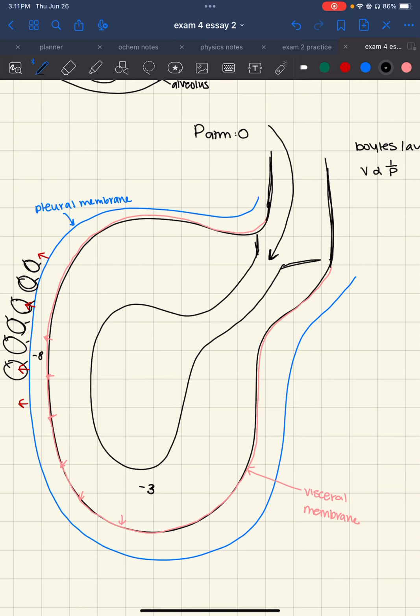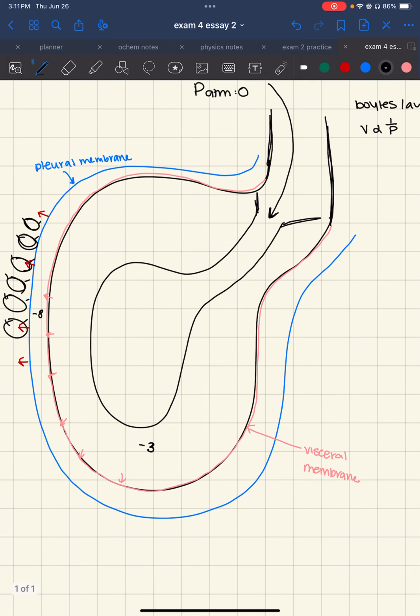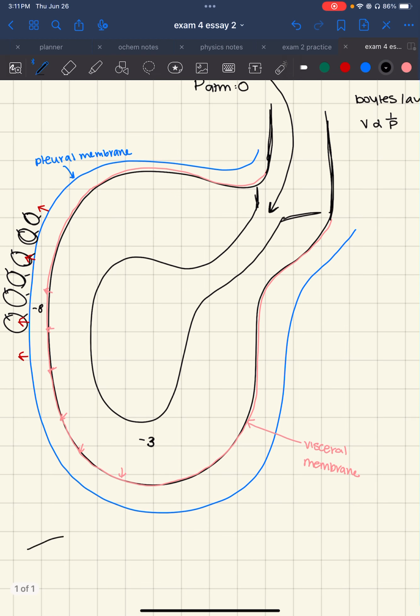Then, when we expire air, we do the opposite thing. So we're pushing our rib cage in, we bring our diaphragm up. I kind of forgot to draw the diaphragm, but we do have a diaphragm. It pushes up on the lungs when we exhale, and it actually goes down when we inhale, so we can really expand our thoracic cavity and allow for air to move into the lungs and that pressure to decrease.